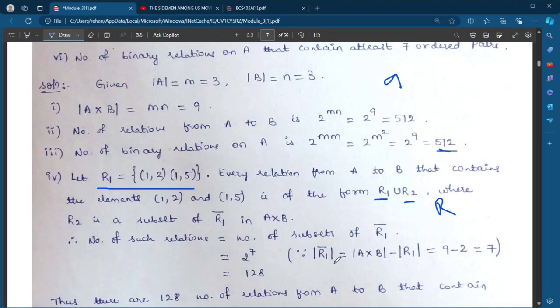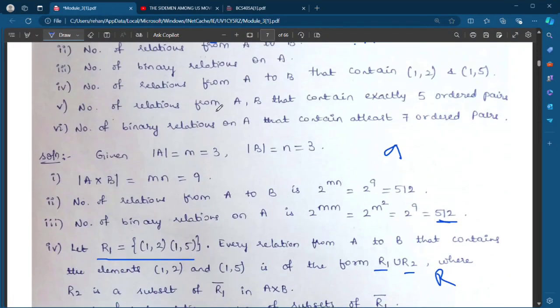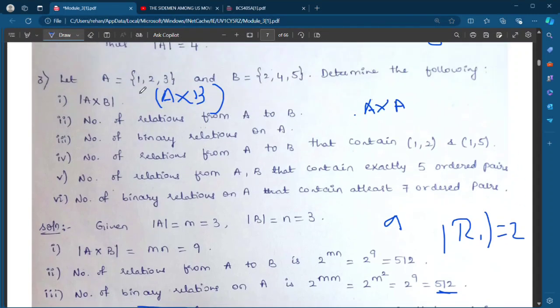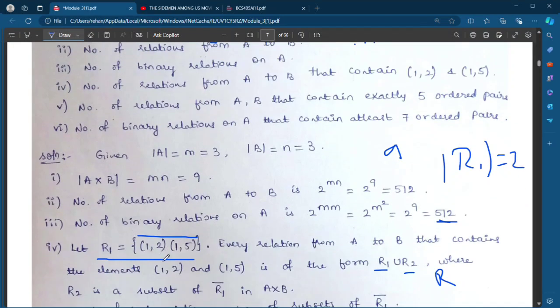How is it 2 to the power of 7? Since the complement of R1 should be equal to A cross B minus R1, that is 9 minus 2, which is equal to 7. How did we get 2? R1 is given in the question itself: (1,2) and (1,5). So R1 has two elements, that is |R1| equals 2. Since A has three elements, 1, 2, 3, and since each pair is in brackets, this whole thing is one element and this whole is another element, so two elements are there.